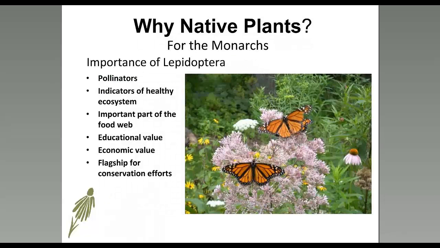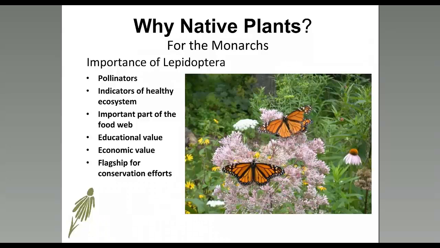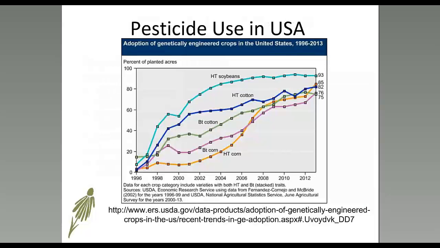I wanted to talk a little bit about Lepidoptera, because we have such an emphasis on protecting and continuing to enhance habitat for our pollinators. And so this little slide explains why it's important that we give this vast category of insects the opportunity to thrive. The monarchs in this photo are nectaring on Joe Pye weed.